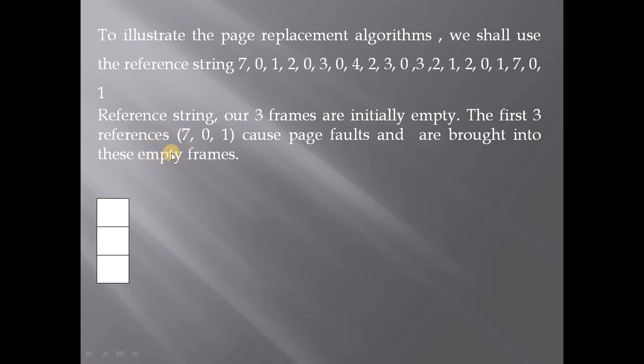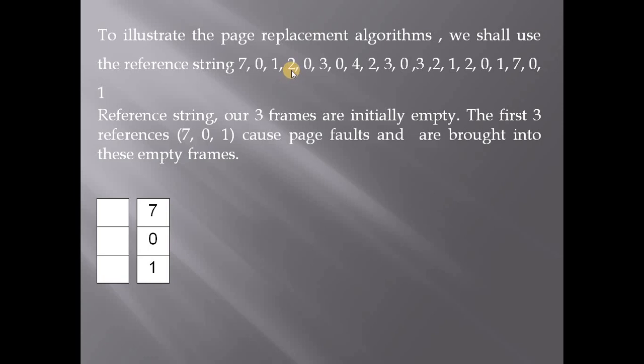So if we are going to use the FIFO, first the 3 frames in the physical memory are empty. We are taking an example with 3 frames. If we are using the first in first out method, the first 3 pages for the first 3 faults will be placed in the memory. So page number 7, page number 0 and page number 1 are brought into these empty frames.